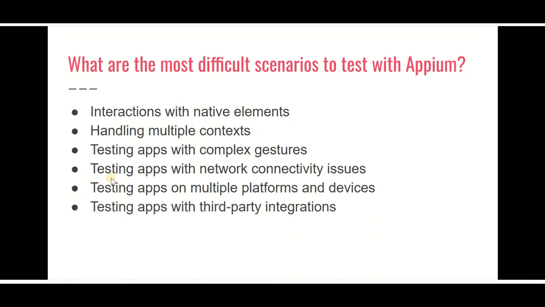Next one, testing apps with network connectivity issues. Testing apps that rely on network connectivity can be difficult, as network issues can affect the performance of the app and the test result. And number five, testing apps on multiple platforms and devices. Testing the same app on multiple platforms and devices can be challenging, as different platforms and devices have different capabilities, like requirements, screen size, and resolution, which can impact the way the app behaves.